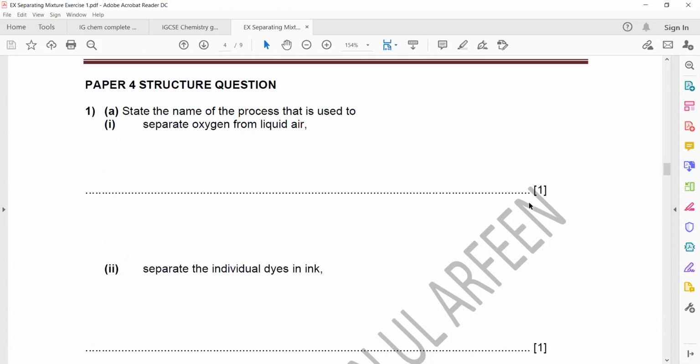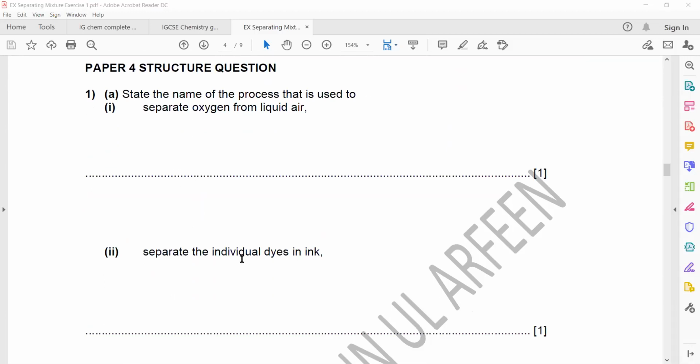State the name of the process used to separate oxygen from liquid air. If you want to separate two or more gases, which technique can we use? Fractional distillation. We can use fractional distillation or we can use diffusion as well. If you want to separate the individual dyes in the ink, which technique? Chromatography.